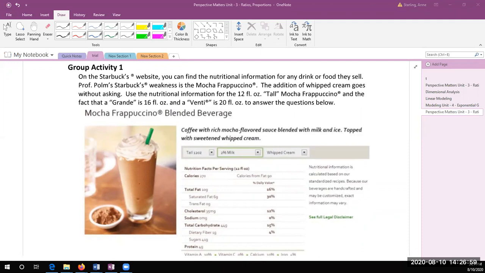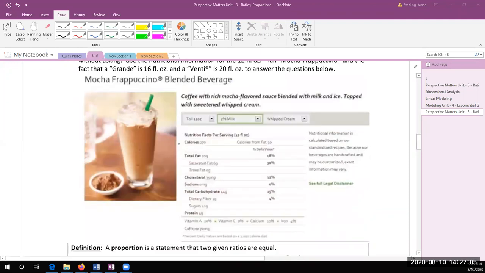So we started out with this mocha frappuccino from Starbucks, and we had this pull down menu, but the key information we were getting out of this was that a 12 ounce has 270 calories, 90 calories from fat, and then any other information we'll grab as we need it.